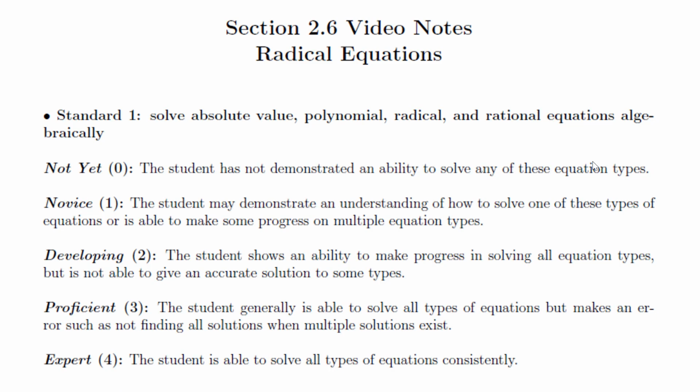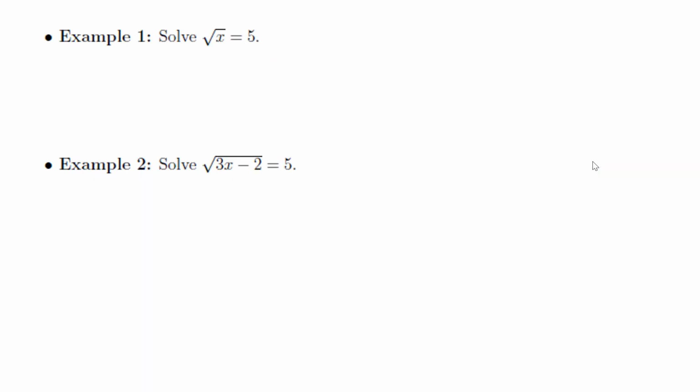In this video, we're going to take a look at solving radical equations. And we're going to just begin by looking at a really straightforward one. Square root of x is equal to 5. This symbol here is a radical, and this is a square root.